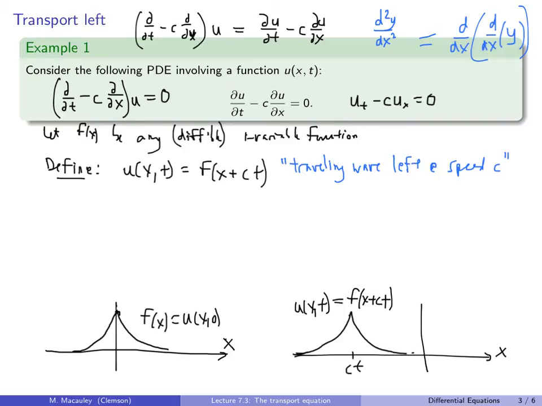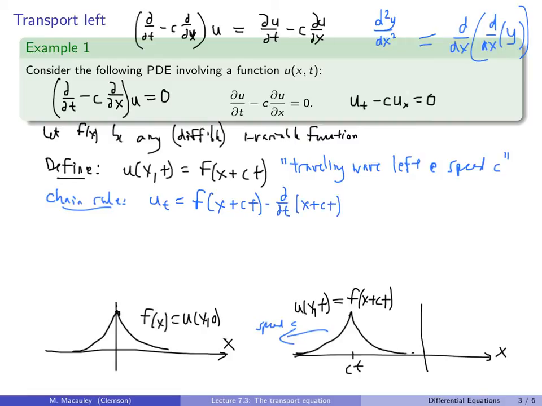So this thing here is going to the left at speed c. Okay, so let's check. The chain rule is needed to take the partial derivatives of this. So what's ut? What's the t derivative of this? So that's ut is f prime of x plus ct times dt of the inside, x plus ct.